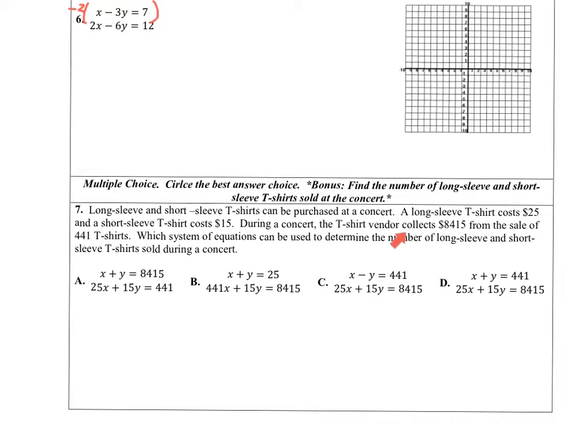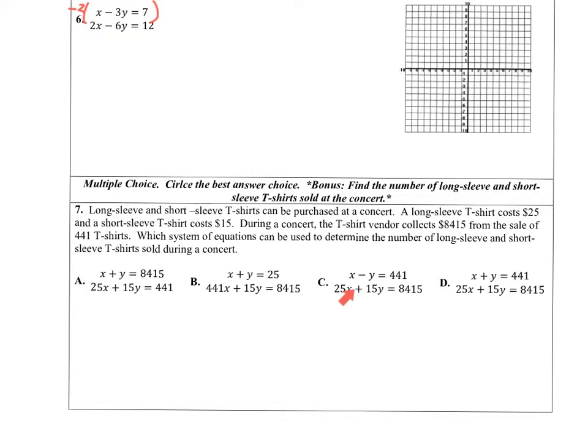During the concert, t-shirt vendors collect $8,415 from a sale of 441 shirts. Which system of equations would we use to figure out how many t-shirts are sold? Okay? So which one of these do you think you would want to use? Now, here's one thing I'm going to probably help you out with.